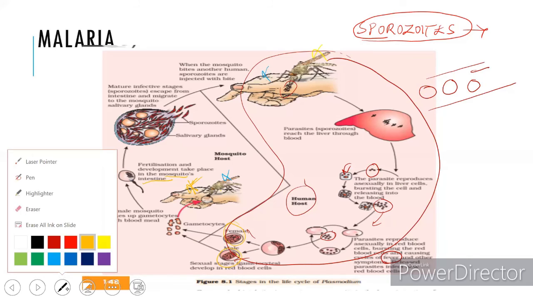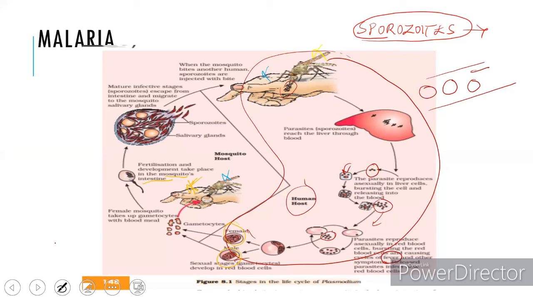After that, these get transported to the salivary glands, and these sporozoites are present in the saliva of the mosquito. This mosquito again infects a new human being who does not have any disease, who does not have malaria. So the cycle repeats.